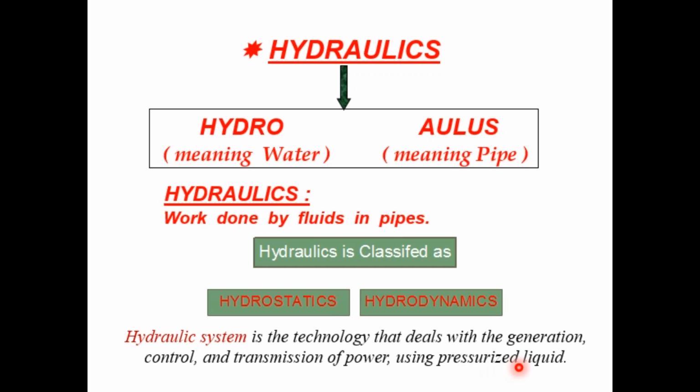So fluid under pressure, that pressurized liquid, is the working medium for any hydraulic system. So the hydraulic system's definition is a technology that deals with generation, control and transmission of power by using pressurized liquid.